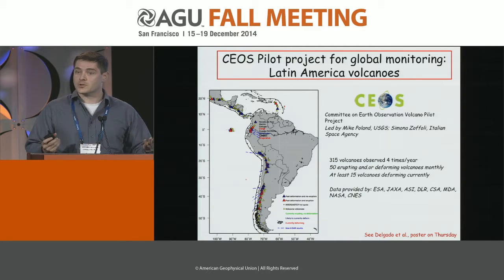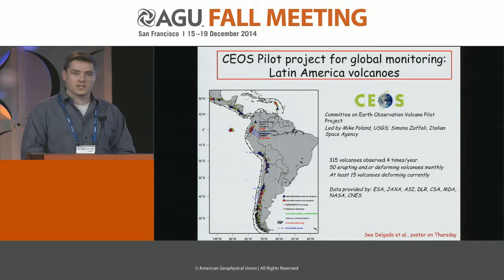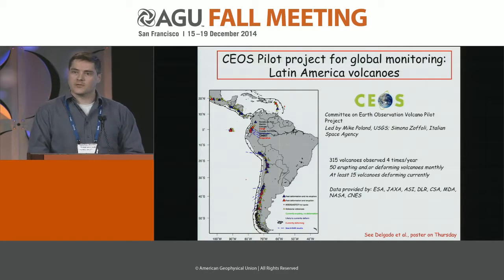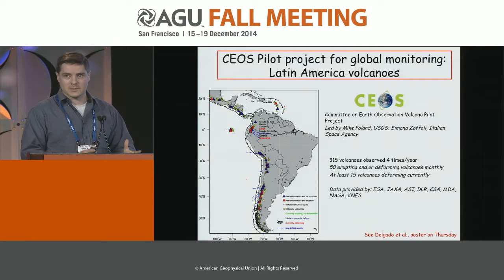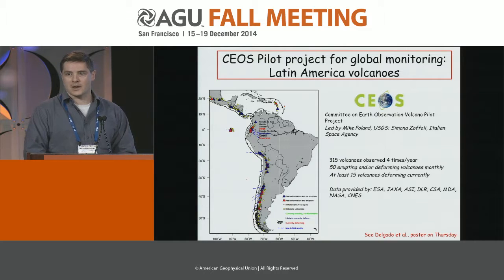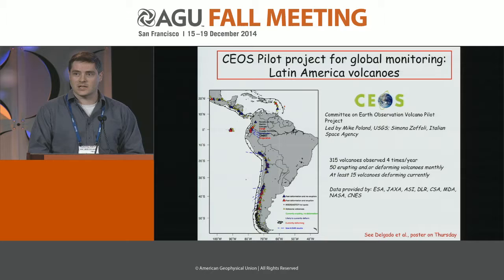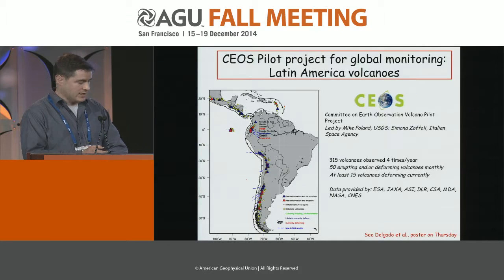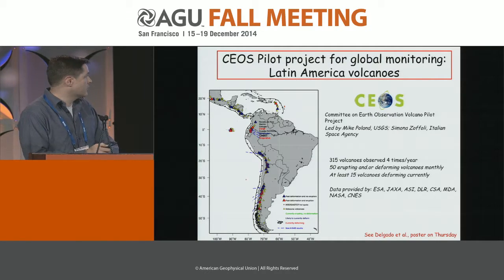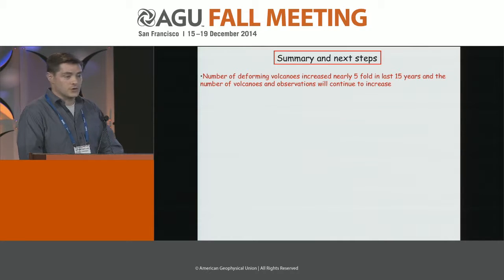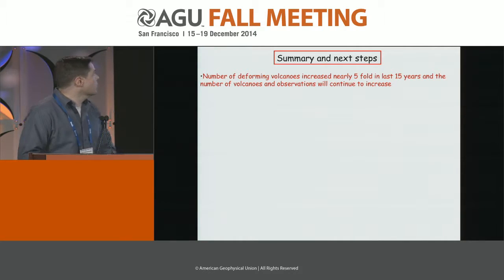And we've come up with an observing strategy working with the space agencies to focus on quarterly observations at all the volcanoes, focusing monthly observations on perhaps about 50 volcanoes that are known to be potentially active, and of that fraction, about 15 are currently known to be deforming. And a variety of space agencies are coordinating that, as well as providing data and linking up with volcano observatories, and there will also be a poster on this on Thursday if you'd like to learn more about what we found so far. So let me just summarize where we are.